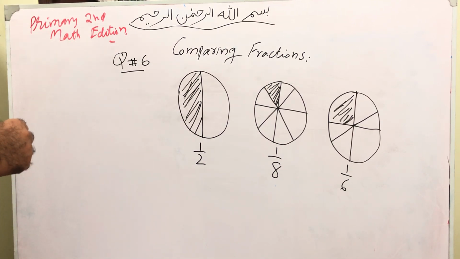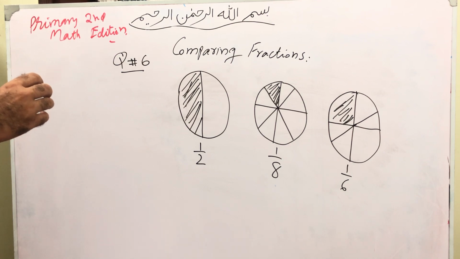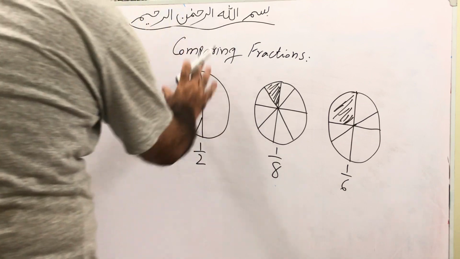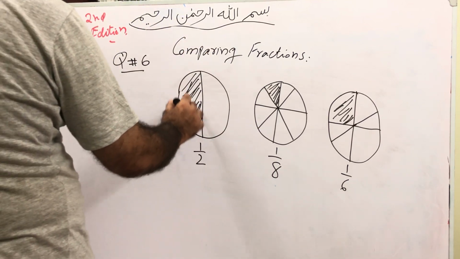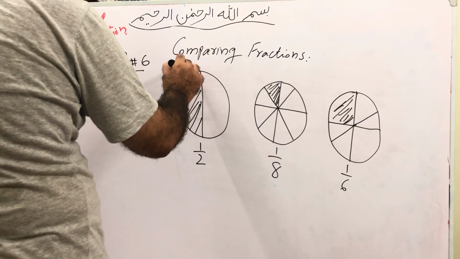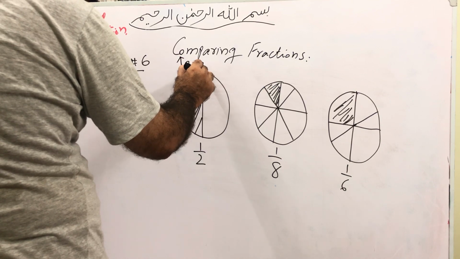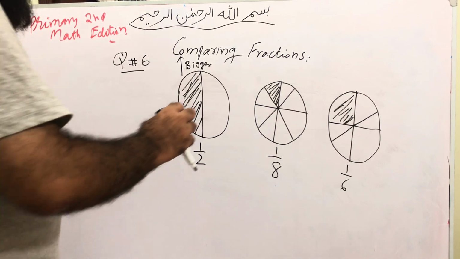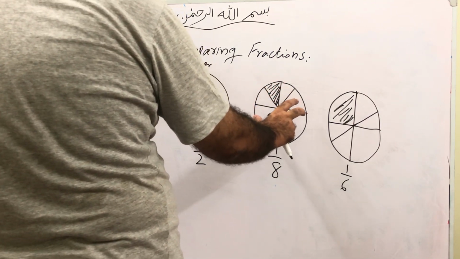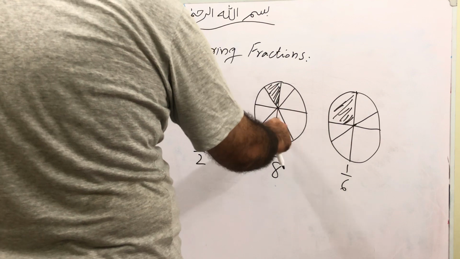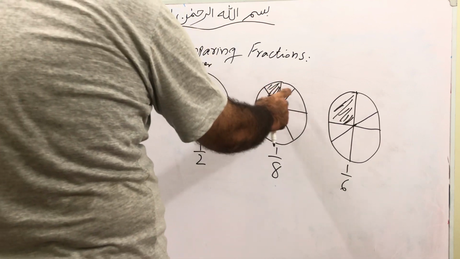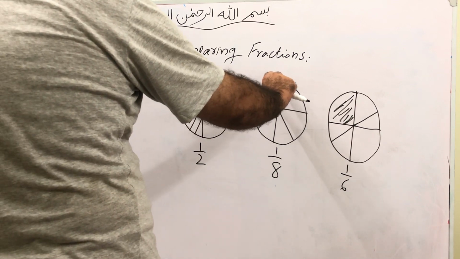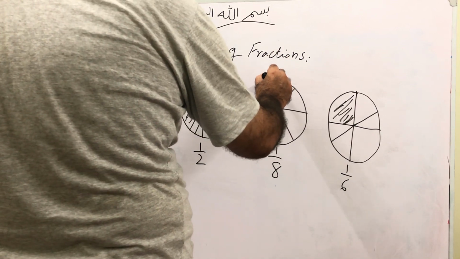Just imagine if you have 3 cakes of same size. Here we cut into 2, so you got one bigger part. This is a bigger part because there are only 2 parts. And just imagine there are 8 parts of the same size. 1, 2, 3, 4, 5, 6, 7, 8. You got only one part. This will be smallest.